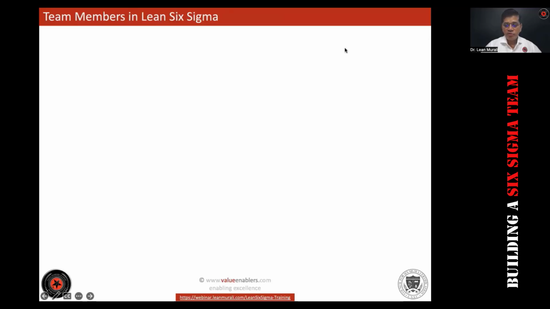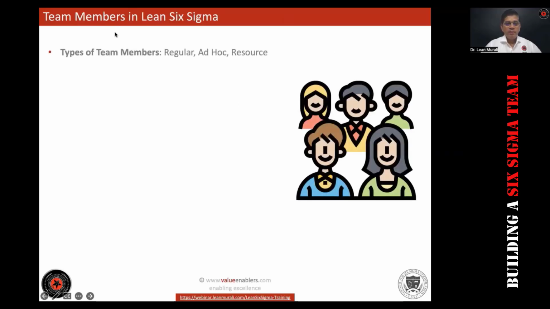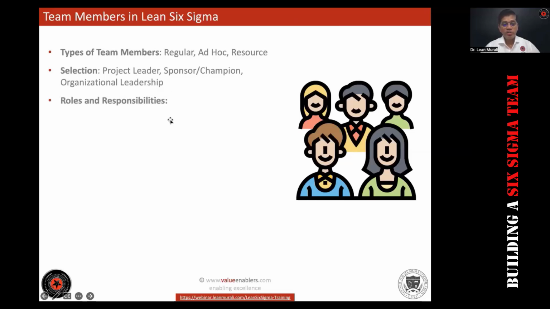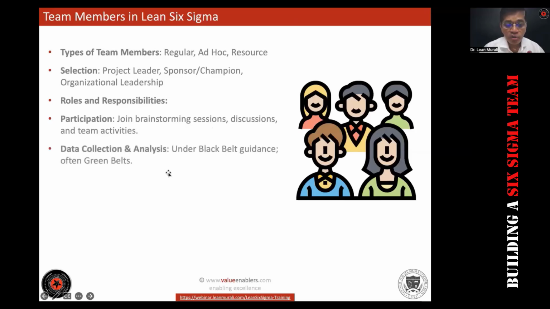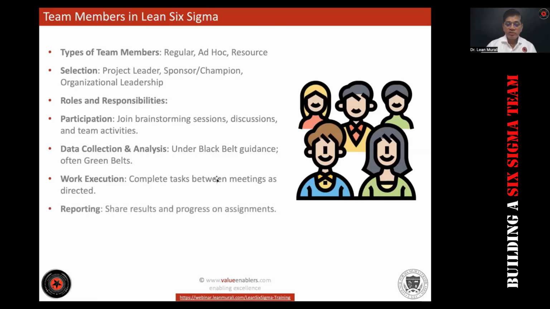Okay, and finally, the team members. So as we said initially, the team members: regular team members, ad hoc team members, resource team members. We also typed RAR in the chat box. Team members are selected by project leaders, sponsors, champions, and organization leadership. And their roles and responsibilities include participation in brainstorming sessions, discussions, and team activities. They also collect data and do analysis under black belt guidance and often green belt. And they complete tasks as directed. They share the results of the progress on assignments, and they also give review and feedback, that is, evaluate and suggest improvements on work.